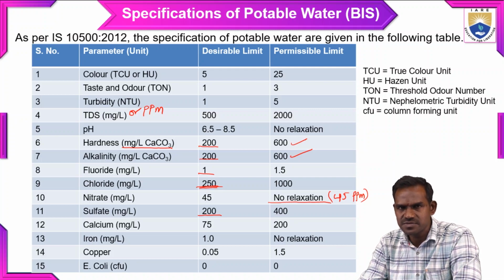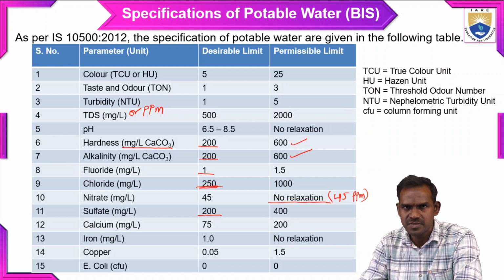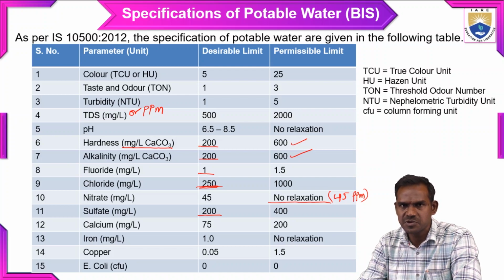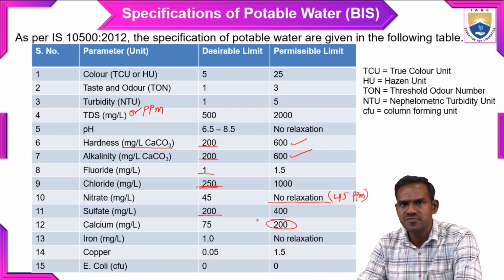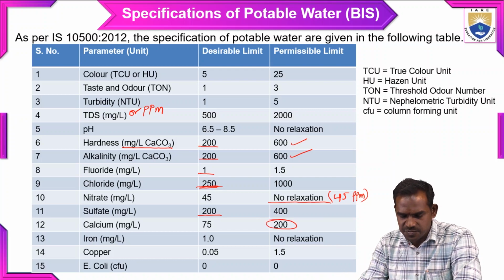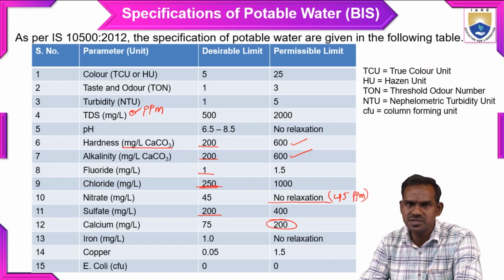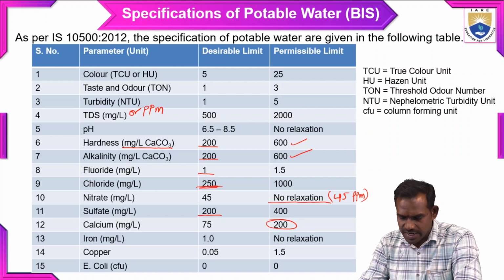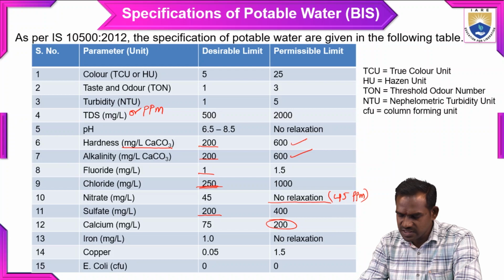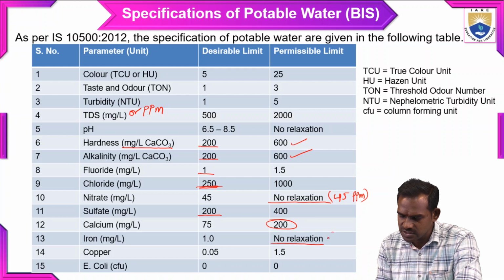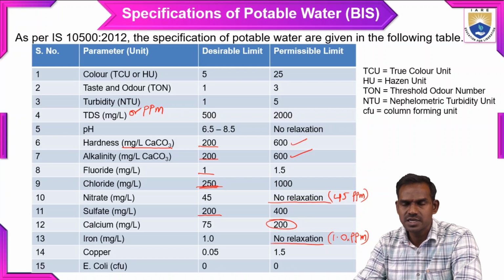Next content is calcium, which is measured in units of ppm or milligram per liter. The desirable limit is 75 ppm and the permissible limit is 200 ppm. Beyond 200 ppm, the water is not safe for drinking. The next parameter is iron, which is measured in units of ppm and its desirable limit is 1 ppm, which cannot be permitted more than 1 ppm. So there is no relaxation, which means that the permissible limit is also 1 ppm for iron content in drinking water.